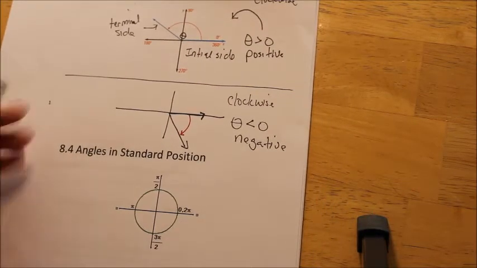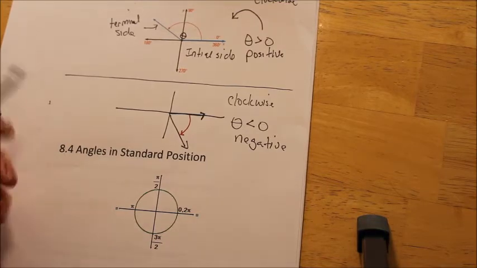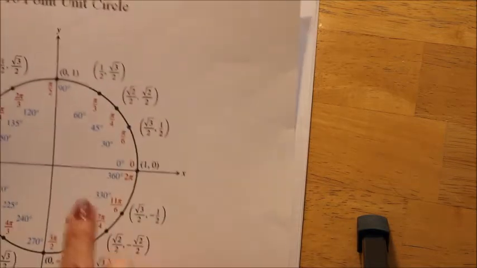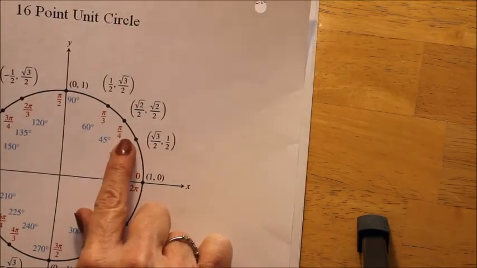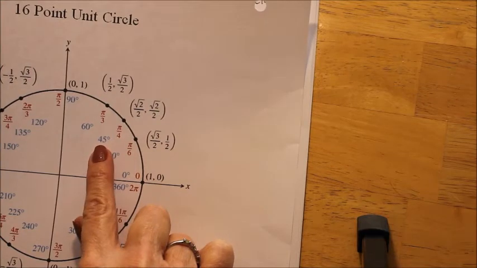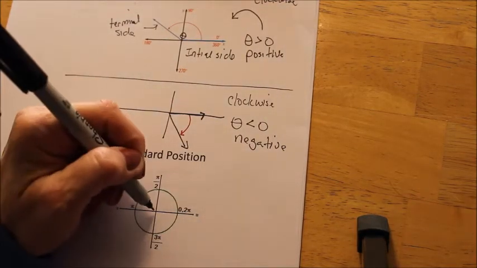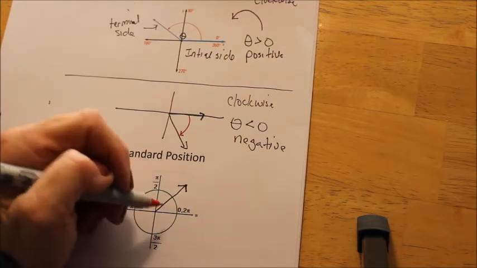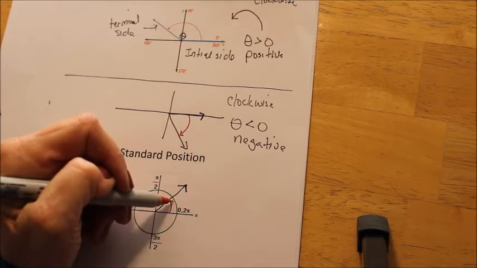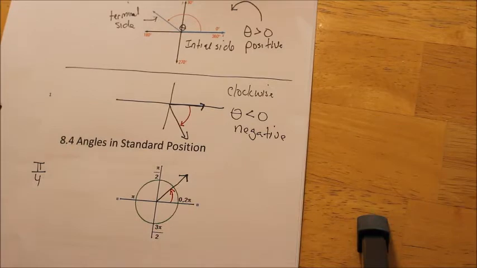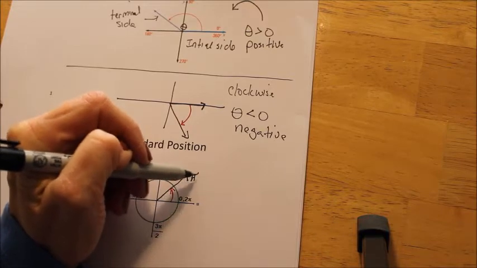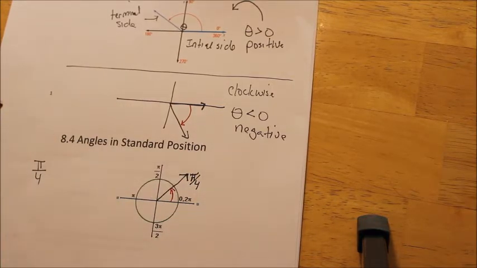So as an example, if I wanted to draw, let's say, pi over 4. Pi over 4, if I use my unit circle here, is the same thing as 45. I may not know what pi over 4 looks like, but I know what 45 degrees looks like. 45 degrees is going to be halfway through that quadrant, and I would draw it this way, and I would make sure that I state that I'm going in this direction because I said positive pi over 4. So that would be what it looks like there.